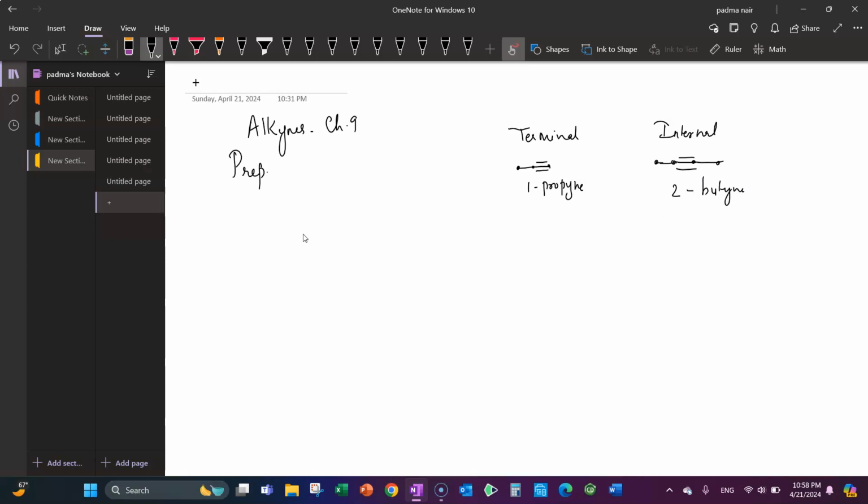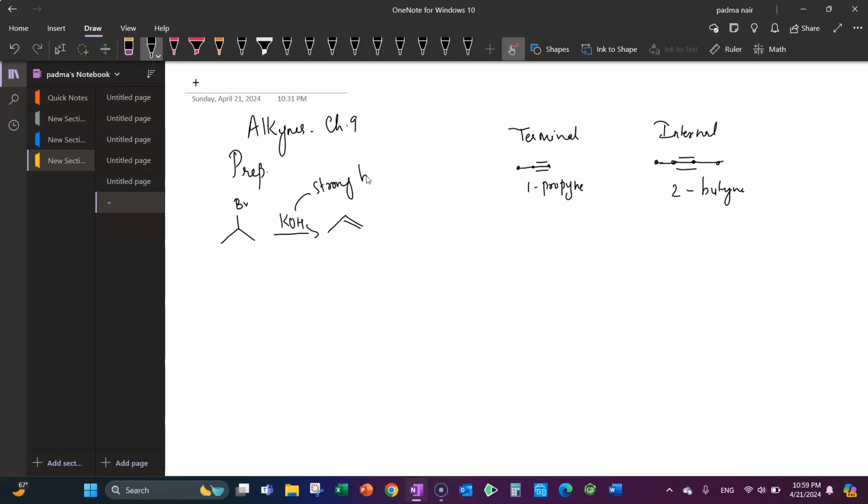Regarding methods of preparation, alkynes can be prepared just similar to alkenes by using alkyl halides. If you recall in the previous chapter for the preparation of alkenes, we used an alkyl halide and treated it with a base like potassium hydroxide or sodium hydroxide, sodium amide, and this resulted in the formation of an alkene. So you just need a strong base.